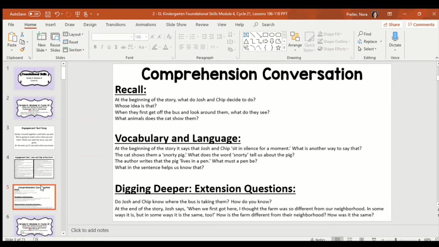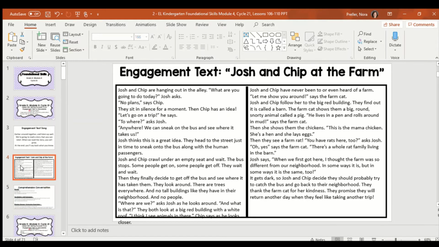So what are they seeing? Well, they see a lot of trees and fields, and they see that barn. What animals does the cat show them? Do you remember? It talks about the snorty pig and the hen with her eggs and the rat family.